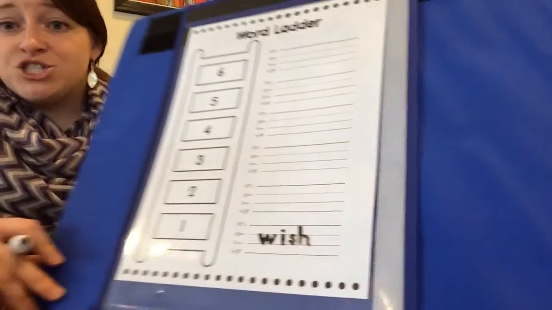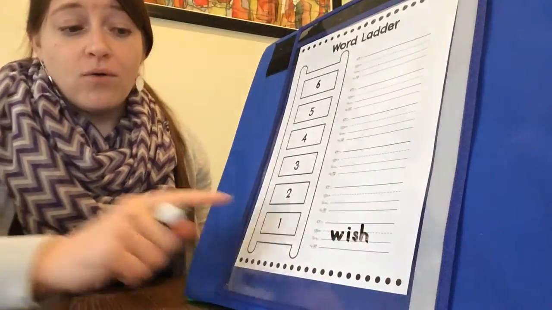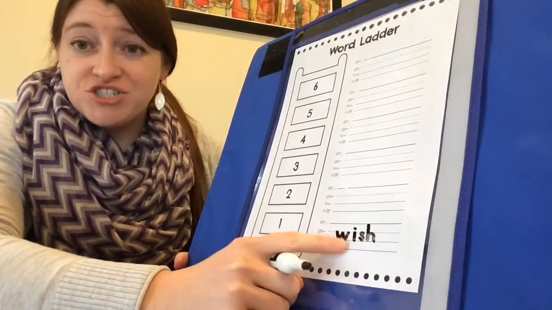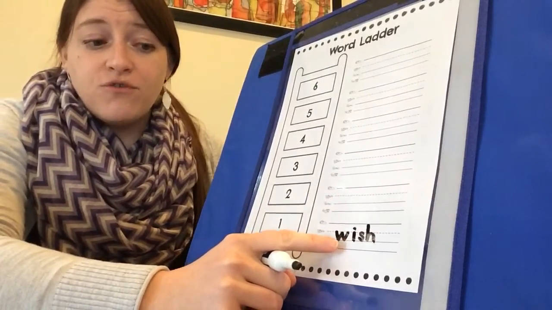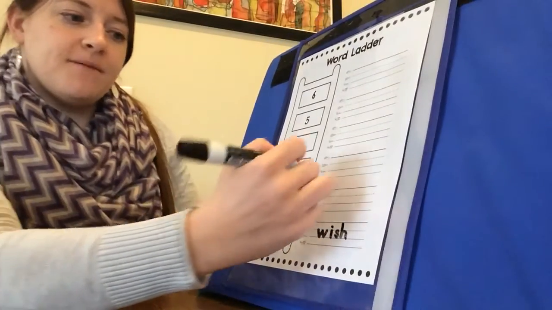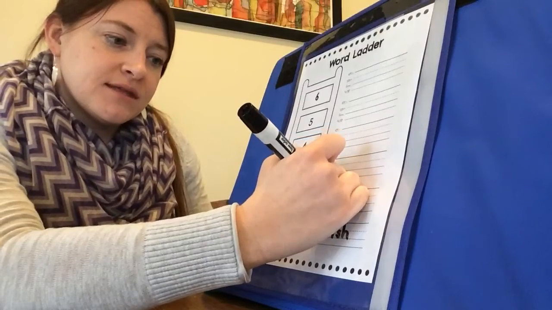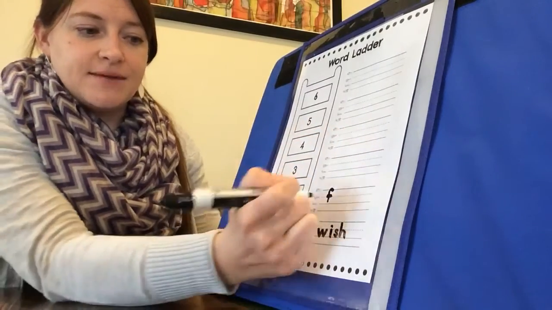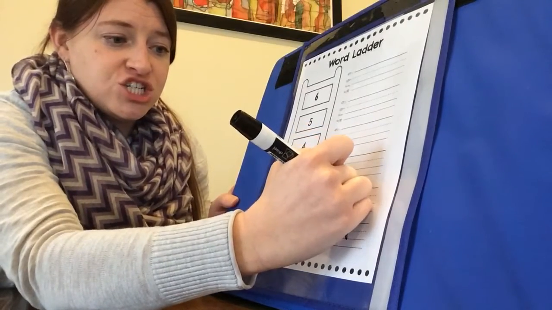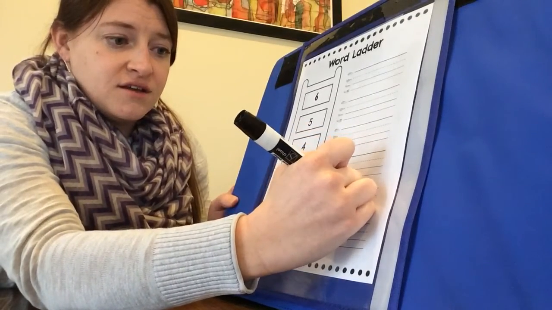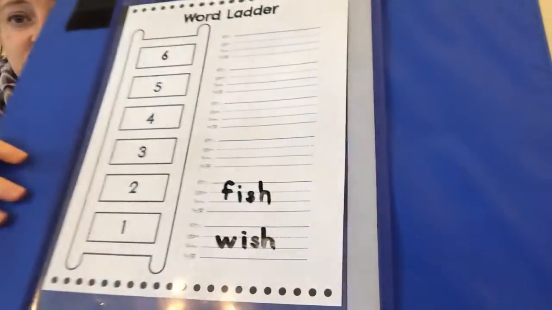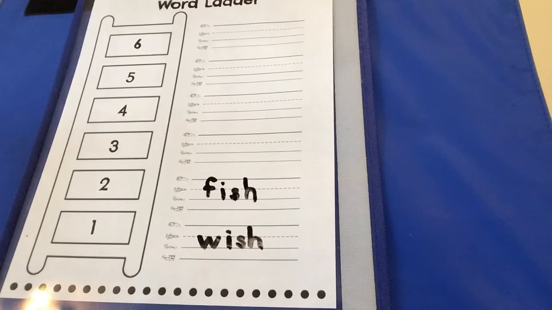Okay, now we're going to change one sound, only one sound to go up to the next step in the ladder. And we're actually going to change the beginning sound. We're going to go from W to F. Let's go ahead and write that. And the rest of the word stays the same. I, sh. And that makes the word fish.